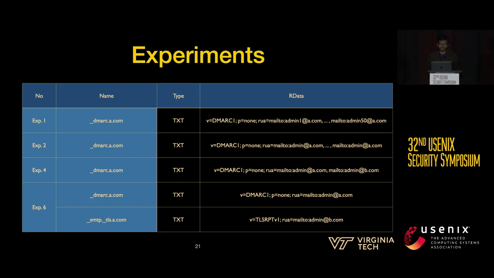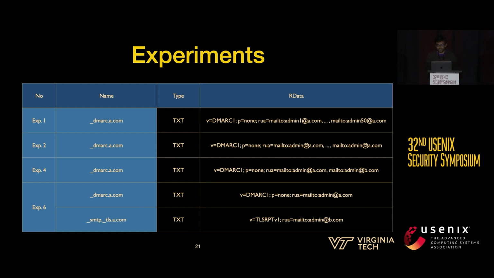We subscribe to different email hosting providers and send them an email from A.com, and then we log all the incoming DNS queries and reports, which are analyzed later. So as we can see here, in the first two experiments, we check whether the report senders check for duplicacy, if the RUA tag contains mail addresses belonging to the same domain or contains duplicate email addresses.